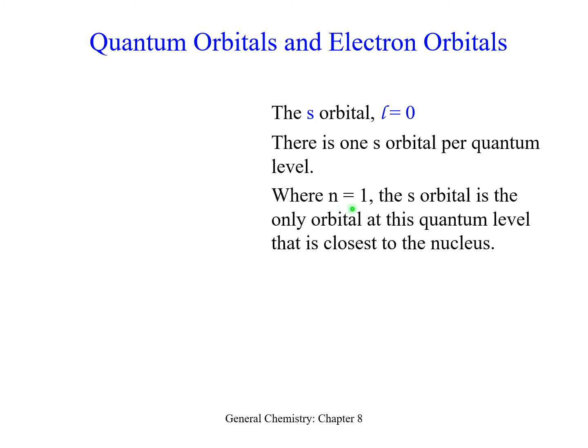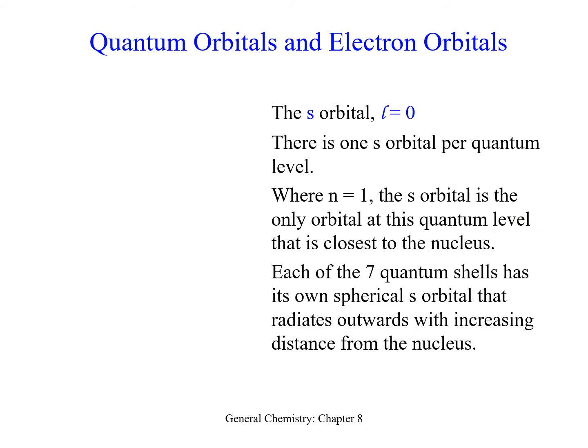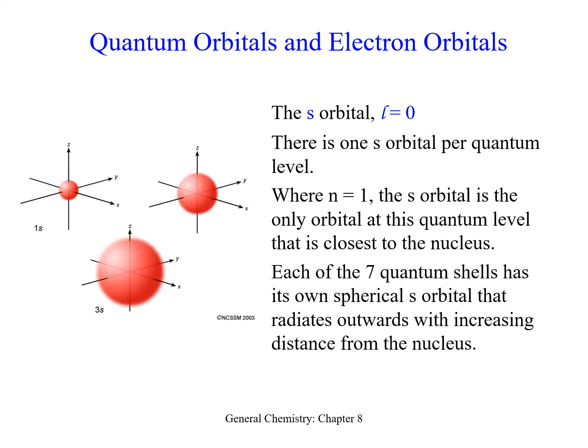Where n is equal to 1, then the s orbital is the only orbital at this quantum level, and that is closest to the nucleus. Each of the 7 quantum shells has its own spherical s orbital that radiates outwards with increasing distance from the nucleus. And so we're looking at the s orbital where L equals 0. There is 1 s orbital per quantum shell, and so here's the 1s orbital, and you can see it's spherical around the intersection of the XYZ axis.